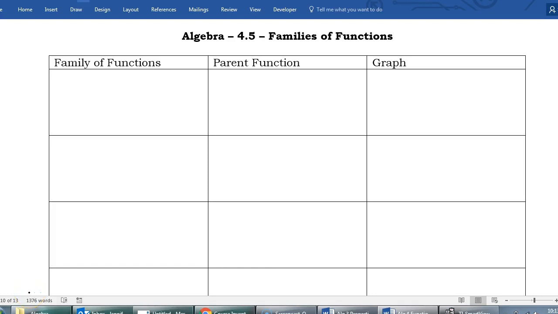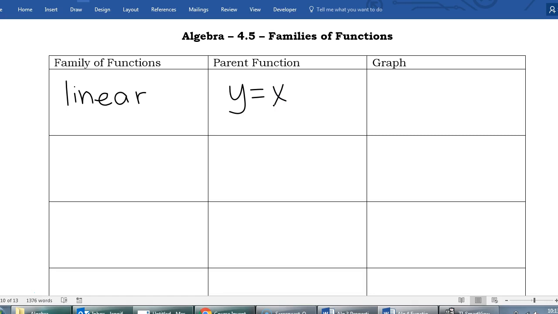This is Algebra Lesson 4.5, and in this lesson I'm going to show you 4 common families of functions. Now there are many, many more that you might see if you keep going into higher levels of math. There are some that you might even see that I'm not going to talk about, but I'm going to talk about 4 basic ones. The first one is the linear function, and this should be a function that everybody has experience with, hopefully.